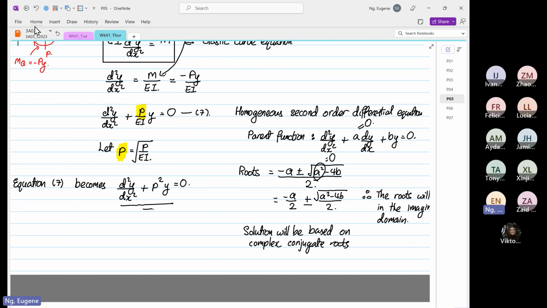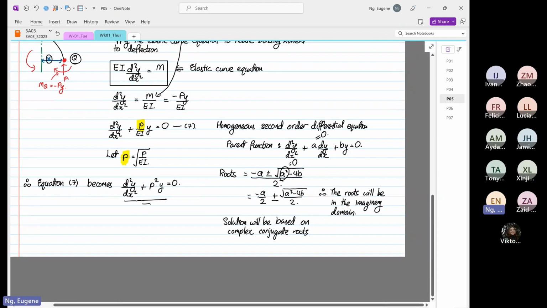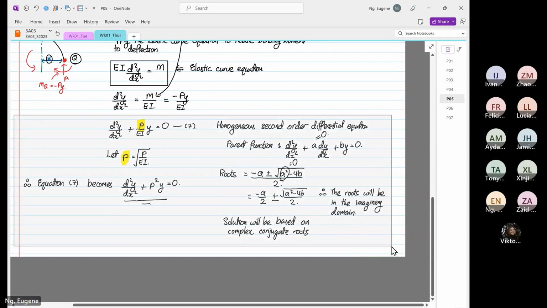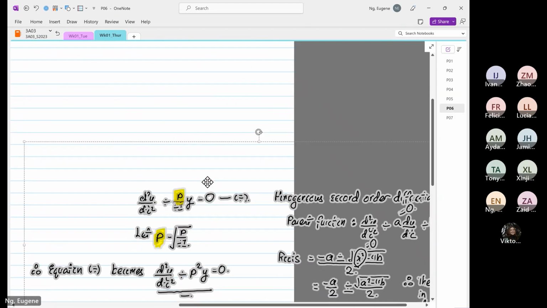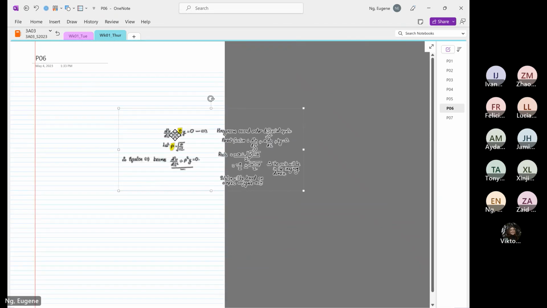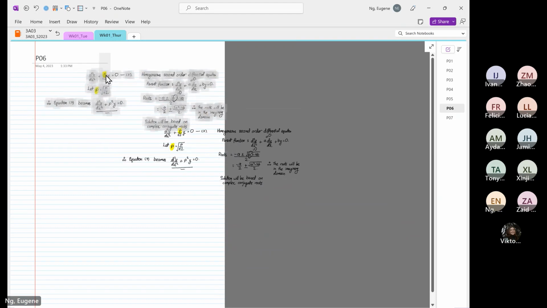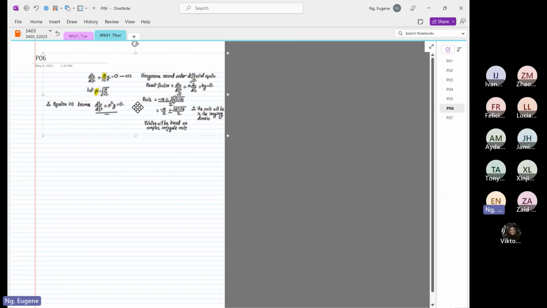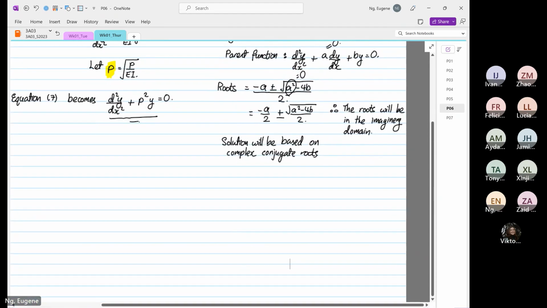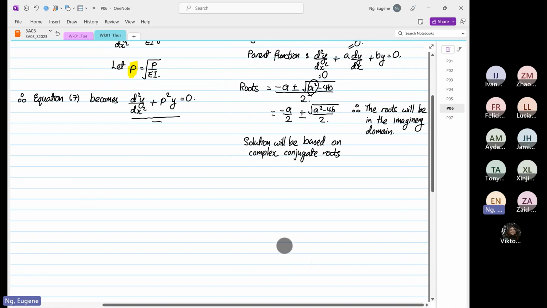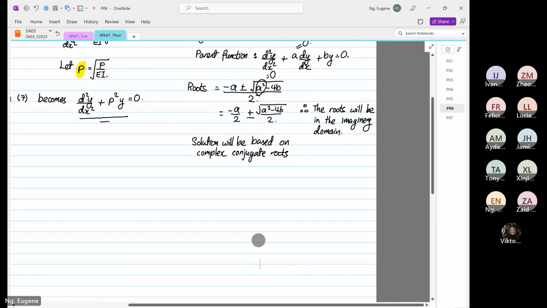Okay, so for the general solution, I'm going to copy this whole thing to the next page so you can see more continuity. Bear with me, I do apologize for this. Okay, so complex conjugate roots. So the general solution.